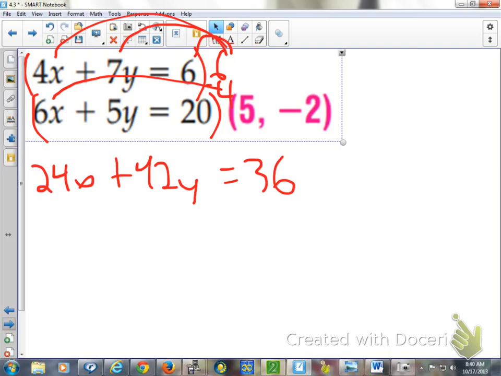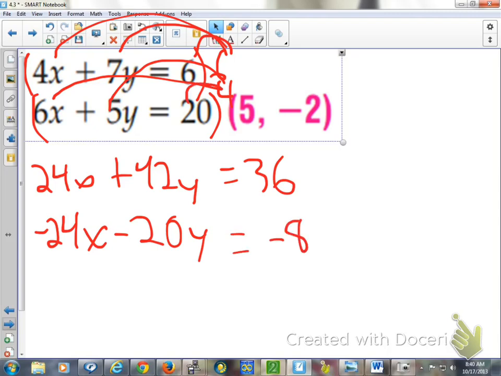All right. Multiplying the bottom row by -4, don't forget the negative. That'll be negative 24x minus 20y. Why is it minus? Negative. Because that's right. It's negative 4 times 5. And then negative 80. I multiplied everything by -4.